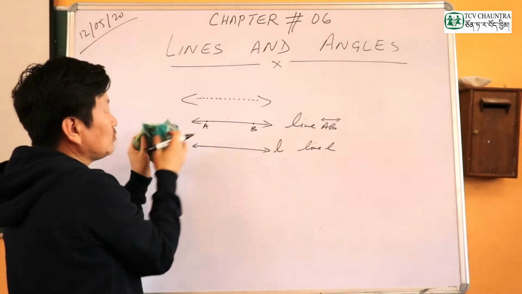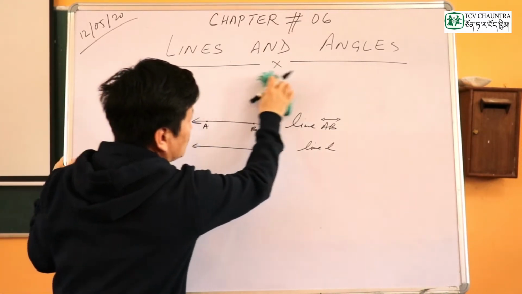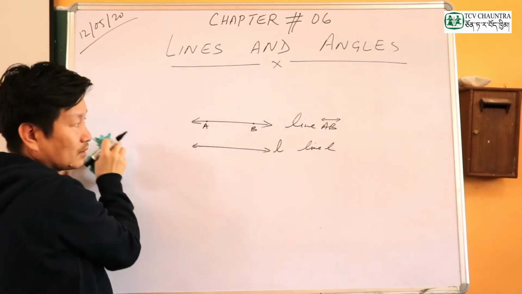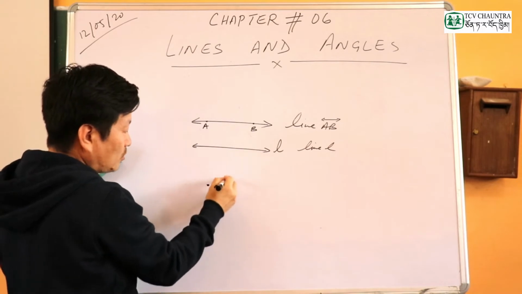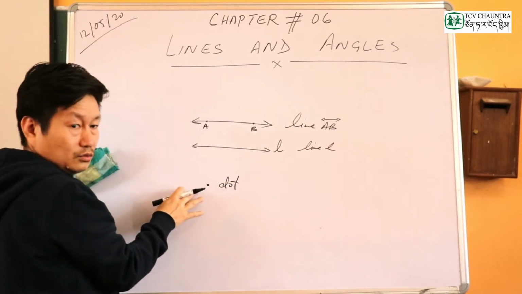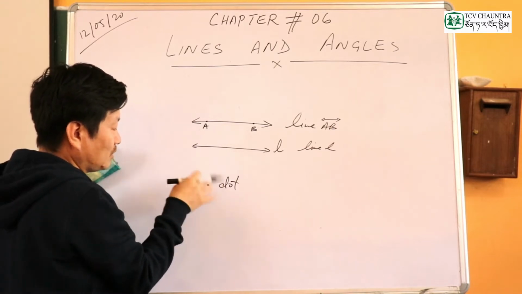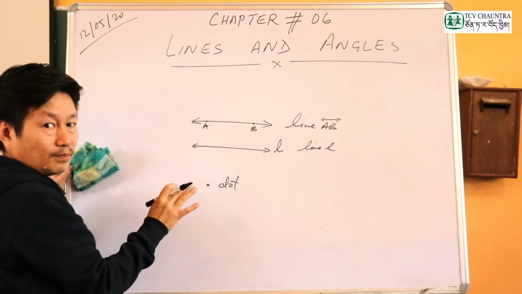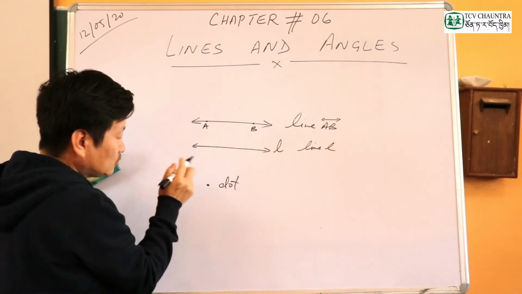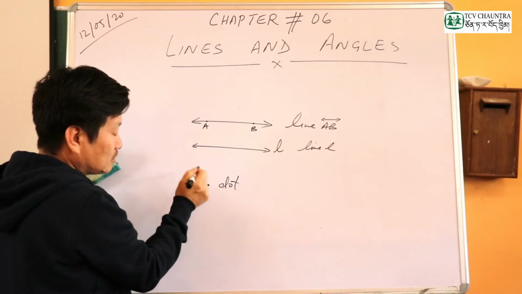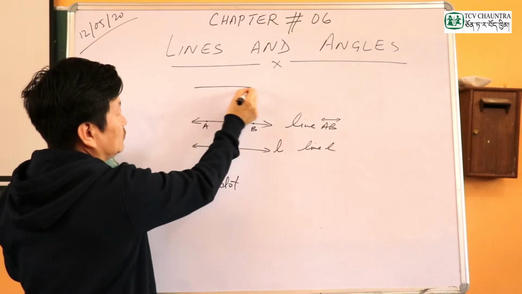A point is on the dot. A point has no dimension: it has no length, width, depth or height. A dot is a point. A line is a collection of points.